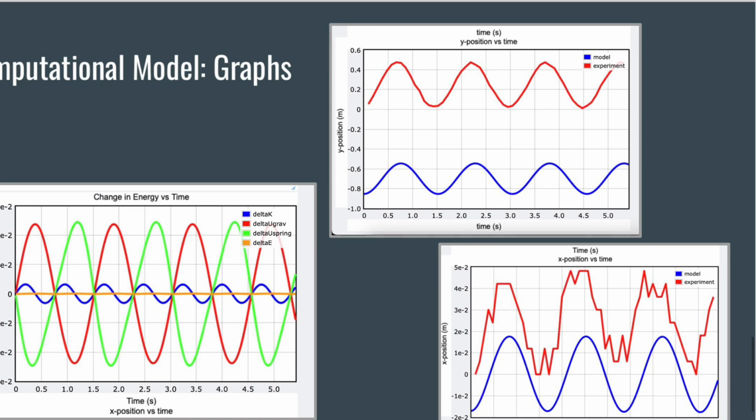In the graph on the bottom left, you can see the change in total energy versus time, which is shown by the orange line, which stays always at 0. And this total change in energy is made up from the other three lines, the kinetic energy, the gravitational potential energy, and the spring potential energy, which all change in values that will still always add up to 0.